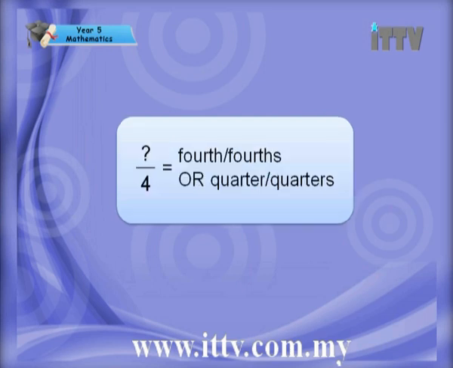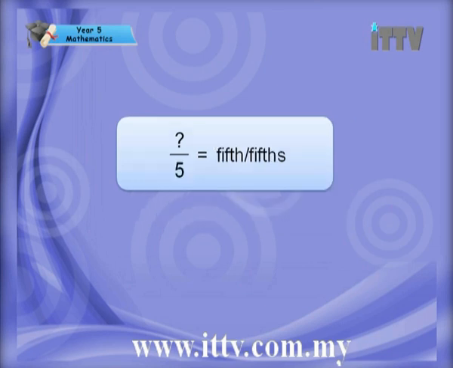Now, if there are 4 pieces, I will call each one a fourth. If there are more than 1 piece, they are fourths. Sometimes we can also call it a quarter. Or if there are more, we call them quarters. What if there are 5 pieces that make up a whole piece? Each piece is called a fifth. And if there are more than 1 piece, they are called fifths. What if there are 6 pieces that make up a whole? Each piece will then be called a sixth. And if there are more than 1 piece, they are called sixths.